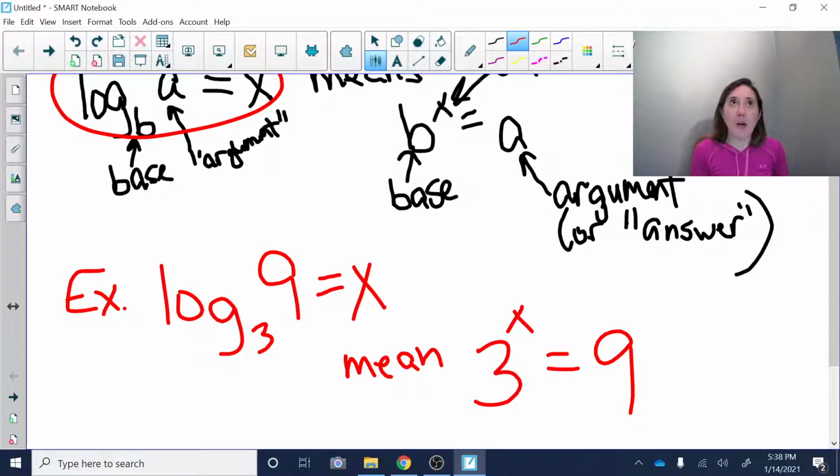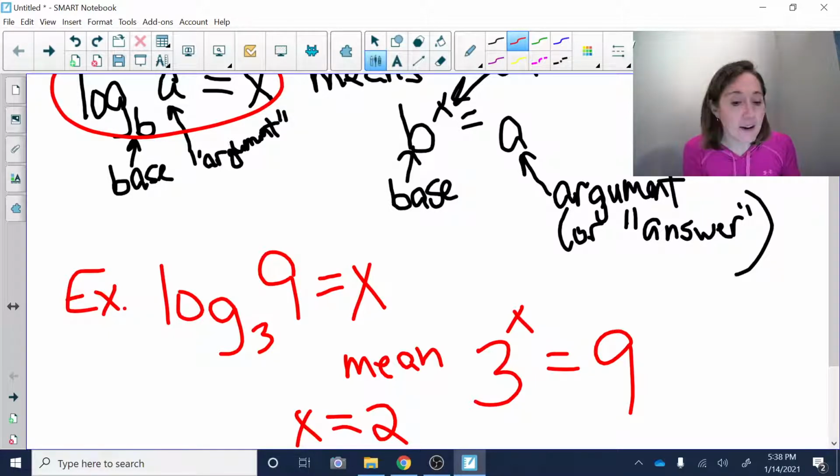3 to the what power would give you an answer of 9? Well, that would be 2. So this would have an x value of 2. So x equals 2. So kind of getting ahead. We're going to be solving logarithmic equations later, but you can see how it's going to work once we do the conversion. So the main thing today is going to be converting them from logarithmic form to exponential form and vice versa.